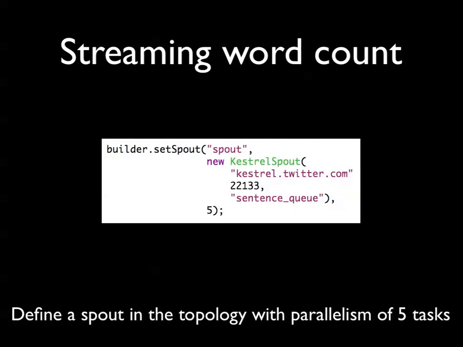Now let's create our first spout. Here we say builder set spout, and then you give the spout an ID. Here we name it spout. The implementation of the spout is this Kestrel spout object. Here we're just saying, let's read messages from the sentence queue off of that host and port. And then we give this spout a parallelism of 5. That just means there will be 5 tasks spawned across the cluster, all hitting that Kestrel queue, receiving messages, and then emitting them into the topology.